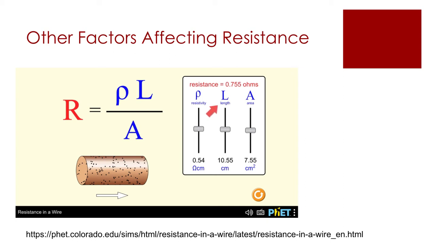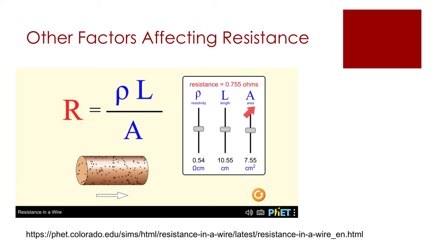Next is length. Notice where this is compared to my resistance. It's on the top, which means they're directly proportional. If I take a look at this little wire here, that should make sense because the longer I have as a piece of wire, that means the more atoms I'm actually having to move through.